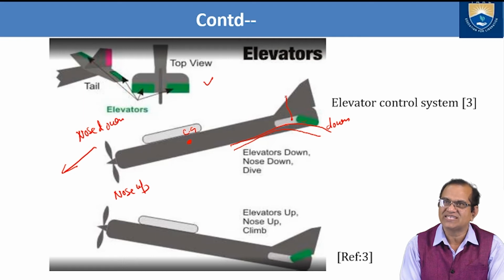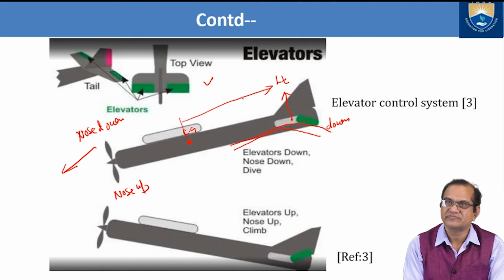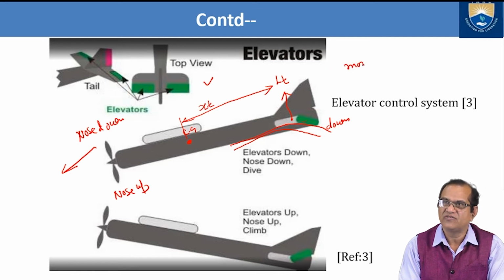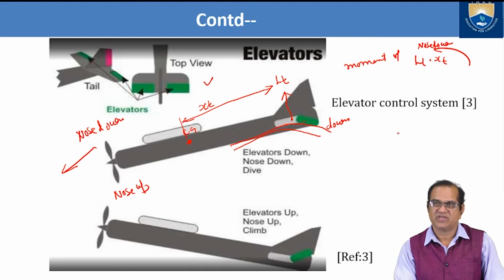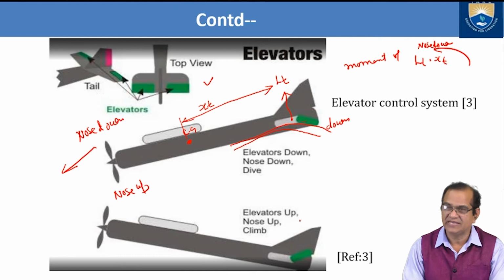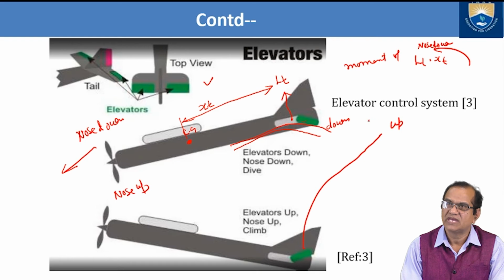So here the angle of attack is increased, and additional lift of the tail will be generated. This lift of the tail, multiplied by this distance, is called the moment, lt into xt, and this direction will be like this, nose down. This nose-down action is obtained this way. If you take the next case here, it is the up elevator.